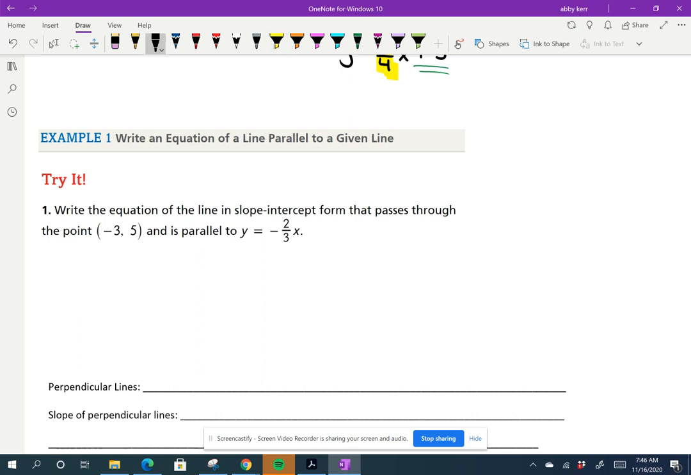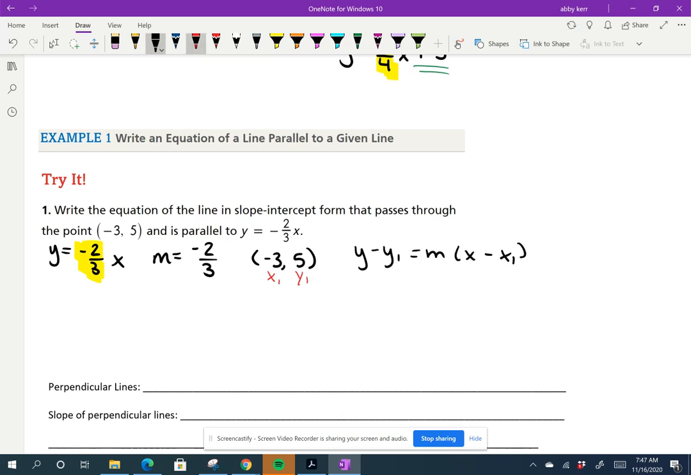All right. Now, hopefully you've tried your turn and you have done Desmos to check your answer. Now, the most important thing for you to do is to identify the slope. The slope in this case is going to be negative 2 over 3. They also gave us a point negative 3, comma 5. So make that your x1 and your y1. Plug that information into the point slope so we can convert it.